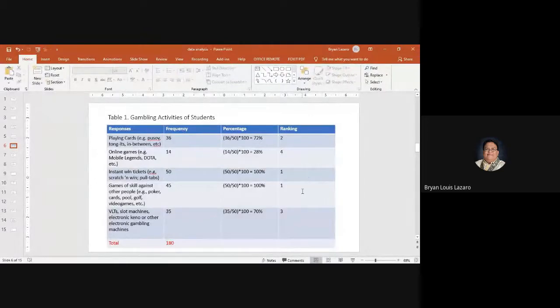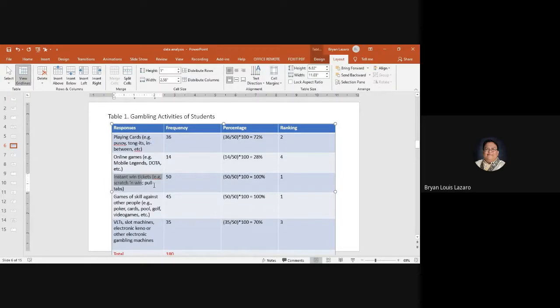Ngayon, majority, pag nireport nyo ito, Table 1 shows the gambling activities of students of Noveleta Senior High School. Tapos, pwede nyong simulan agad ng interpretation agad. Majority of the students are playing instant win tickets like scratch and win and pull tabs and games of skill against other people like poker, cards, pool, golf, video games, and the likes.